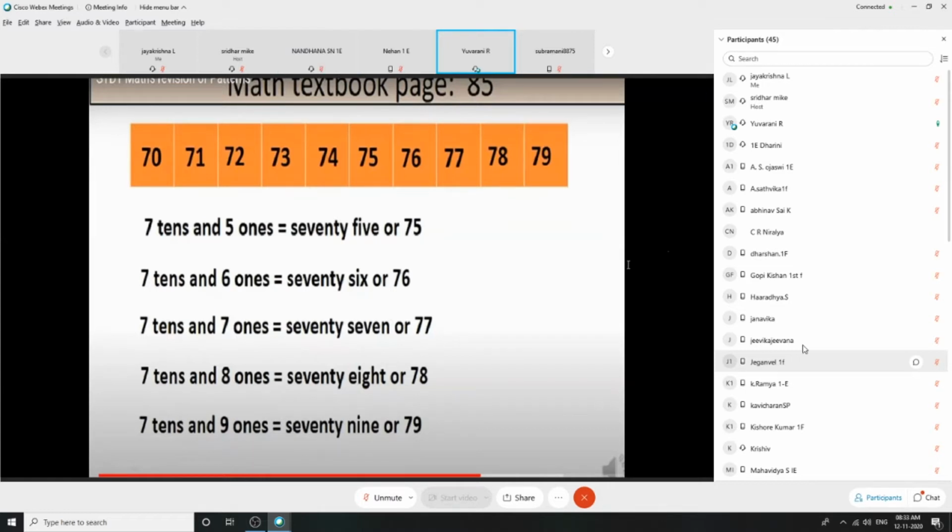Mahavidya. No, no. 79. 7 tens and 9 ones.